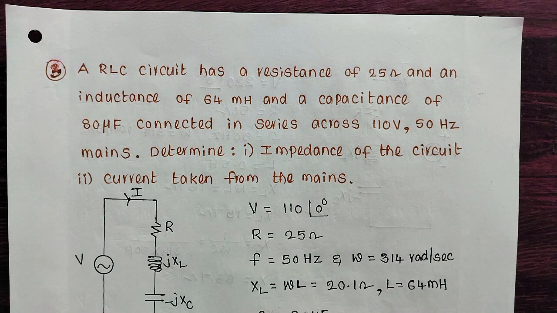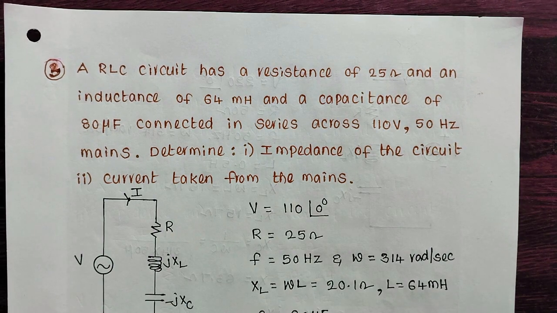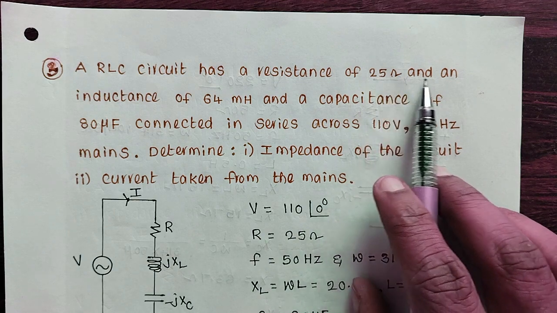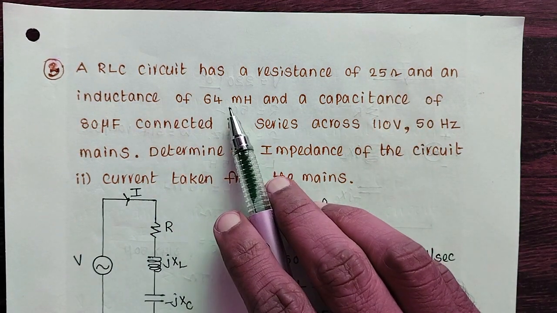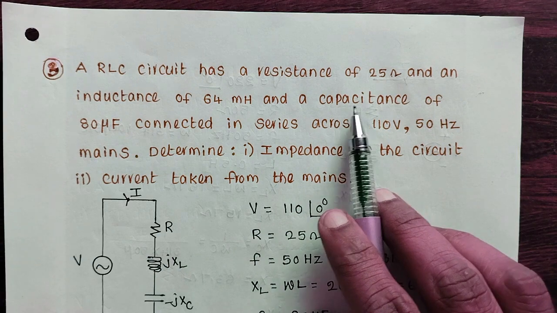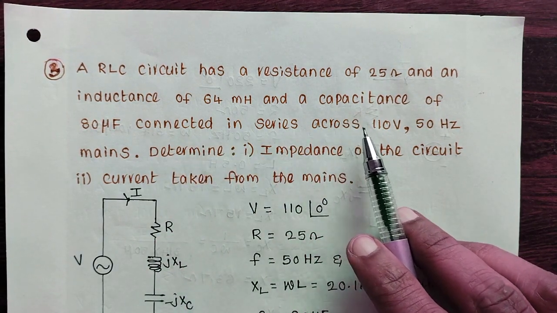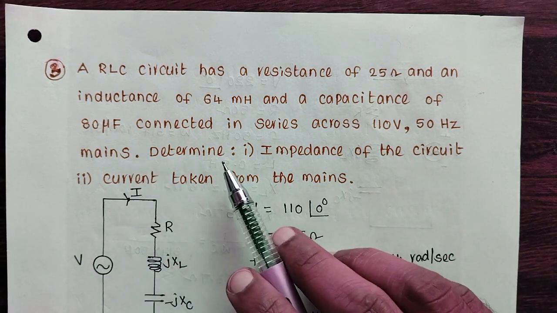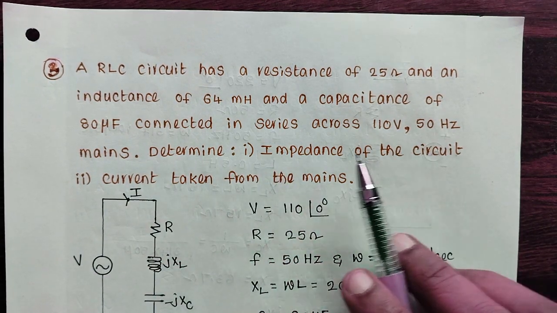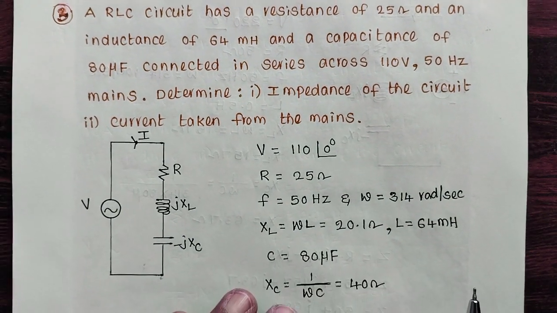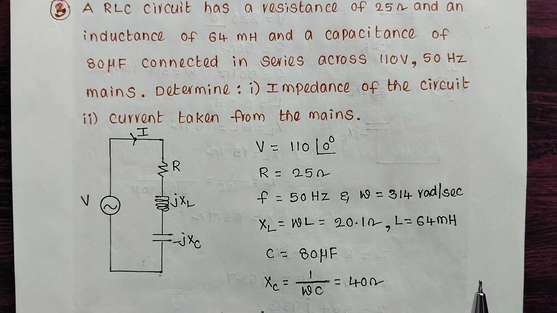So here it is an RLC circuit with a resistance of 25 ohms, an inductance of 64 millihenry, and a capacitance of 80 microfarad connected in series across 110 volt, 50 hertz mains. Determine the impedance of the circuit and the current taken from the mains. So first let us draw the diagram.